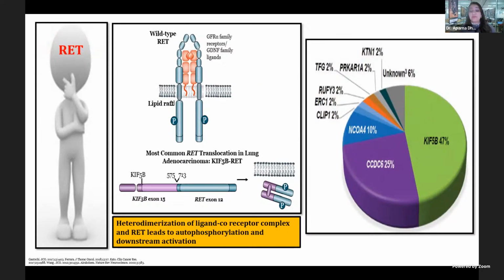RET fusions. Now, RET we know is synonymous with papillary thyroid carcinoma, but it constitutes around 1 to 2% of our NSCLC cases.